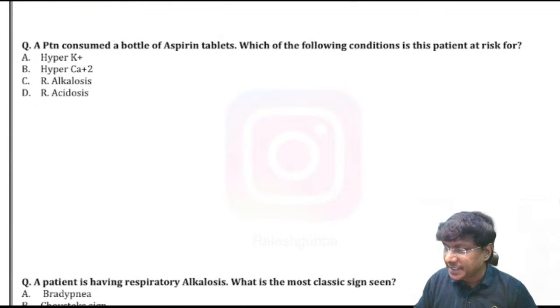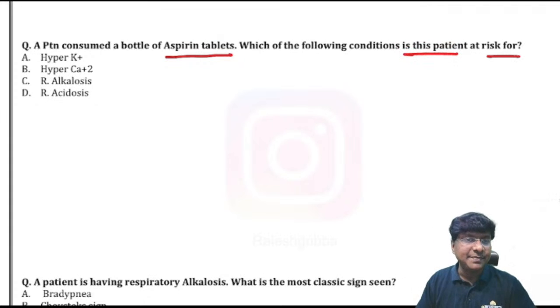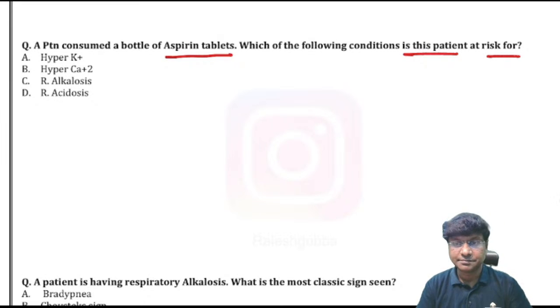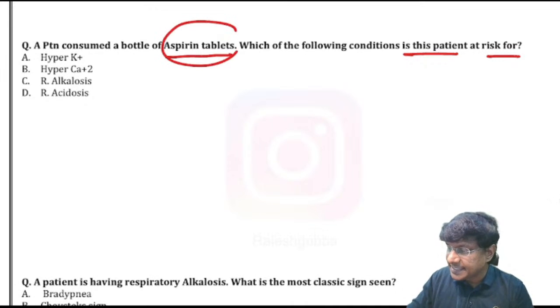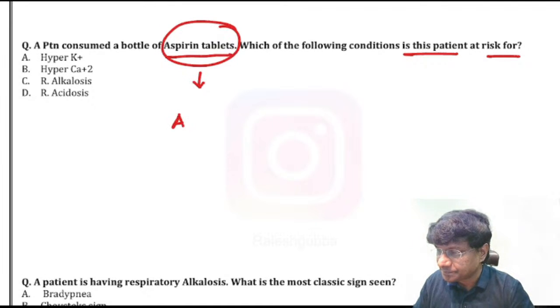A patient consumed a bottle of aspirin tablets. Which of the following conditions is this patient at risk for? Hyperkalemia, hypercalcemia, respiratory alkalosis, respiratory acidosis. Now, what is another name for aspirin? The other name for aspirin is acetyl salicylic acid.